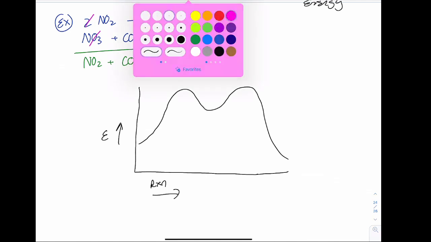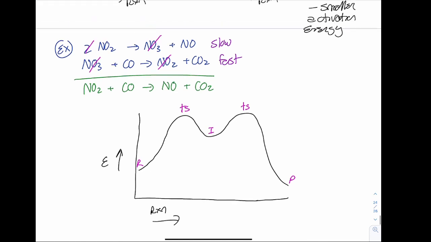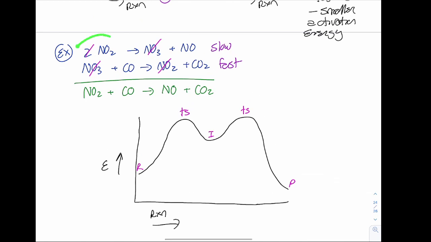So reactants, products, I do have a transition state. And then here is where my intermediate is going to be. And then transition state. And it's not even just the intermediate, but it's the products from the first step. So if I was to look at my reactions here, this is what goes here. This is what goes here. And this, which is why we just normally say intermediate. And then this is going to be my products.